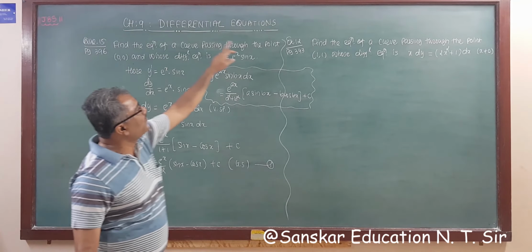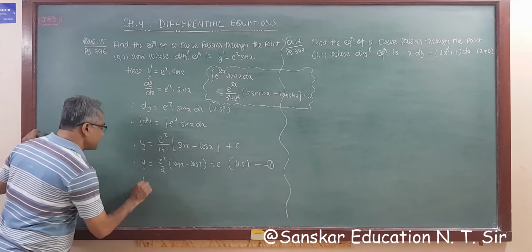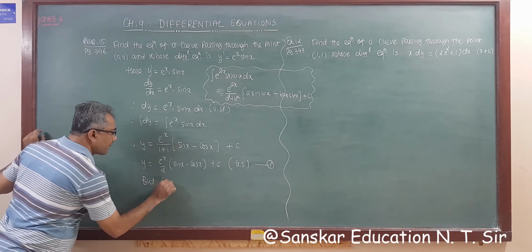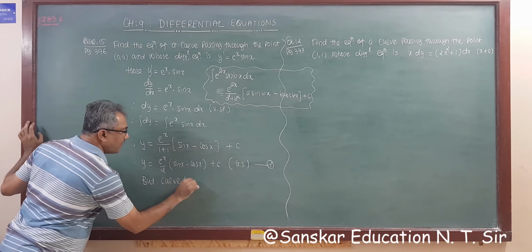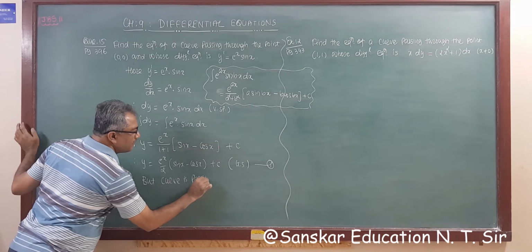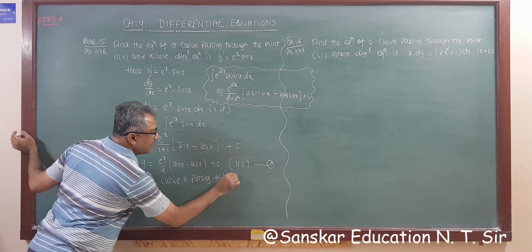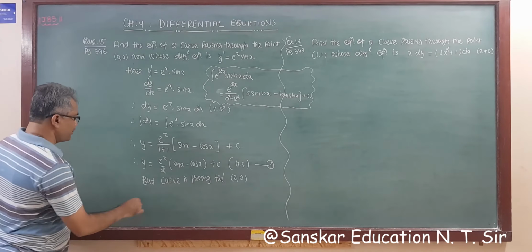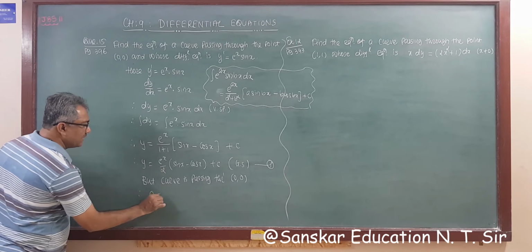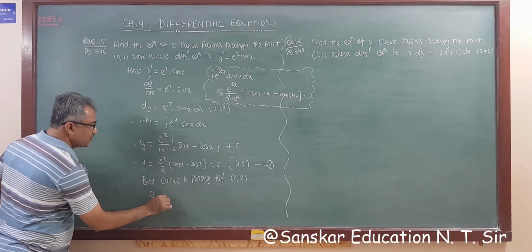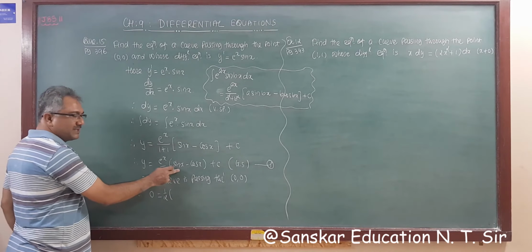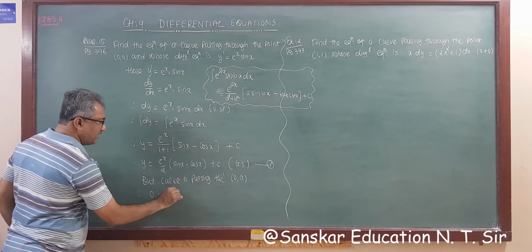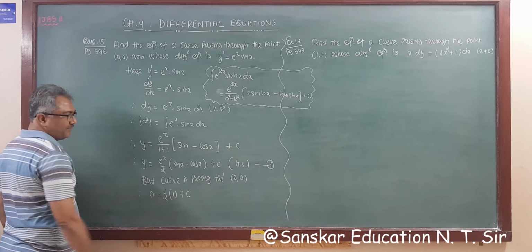Curve is passing through origin, that is 0 0. So substituting x equal to 0, y equal to 0, what we get? 0 is equal to e raised to 0 is 1, so this is 1 upon 2. Sin 0 is 0 and cos 0 is 1, plus c, right?